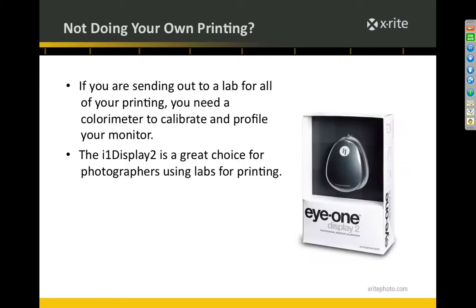Real quickly, a couple different tools depending on where you're sending out your prints. If you're primarily going out to a lab, if you're a wedding photographer and you're not doing your own printing, you at least have to have a colorimeter, which is what this is. This is the i1 Display 2. I really recommend this unit because it's the least expensive system I've found that gets monitor luminance under control, which is the brightness issue. And I'm sure many of you run into where you send out prints to a lab and they've come back dark.